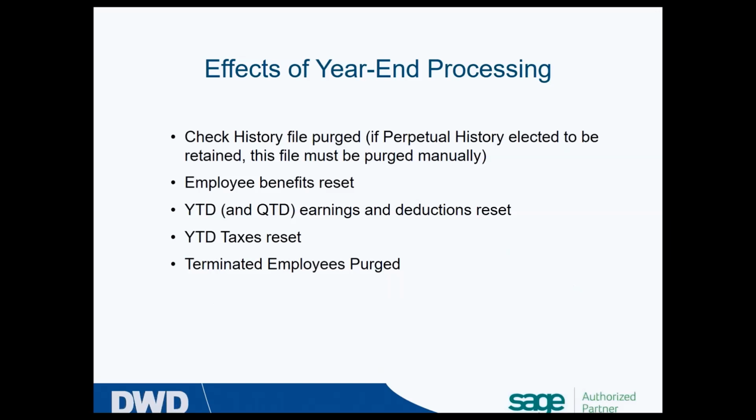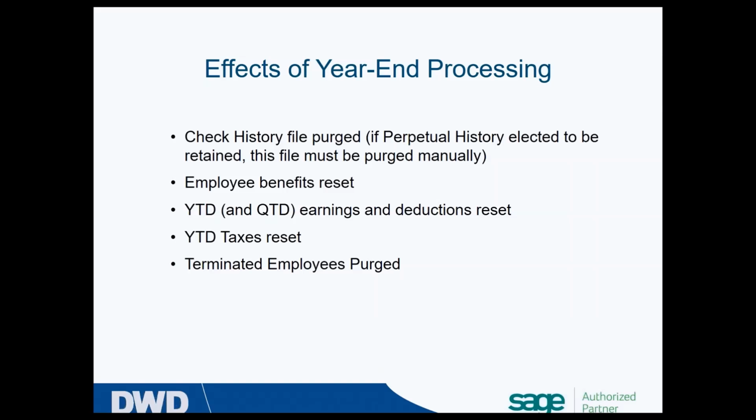What happens when we do year-end processing? Well, the check history file may be purged. If you've got perpetual history enabled, then you can purge that file manually. Here's one of the big things. Employee benefits get reset. Year-to-date and quarter-to-date earnings and deductions get reset. Year-to-date taxes get reset. Okay, that's why it's so imperative that you do not play with the dates in the payroll options. Terminated employees can get purged.